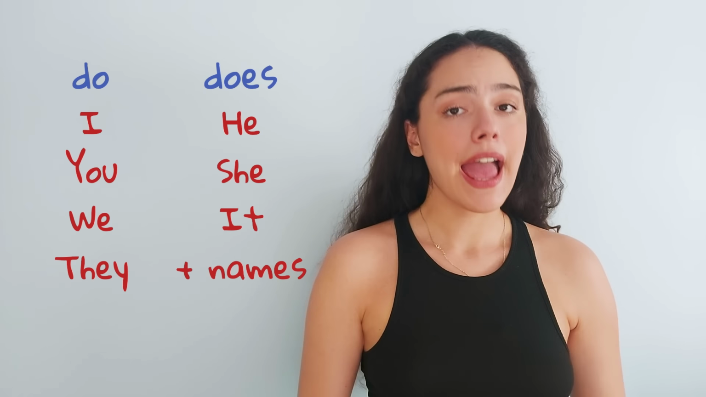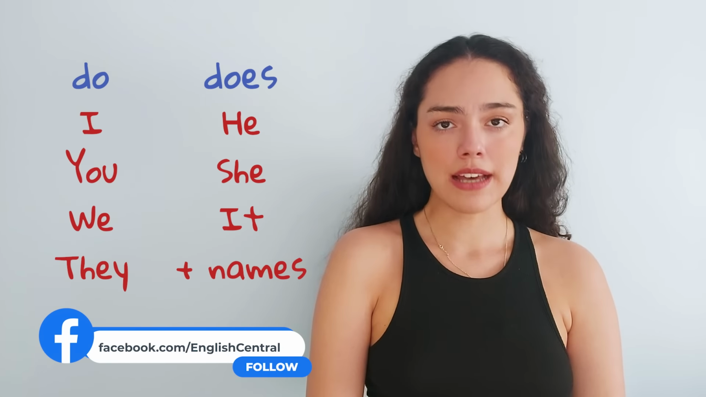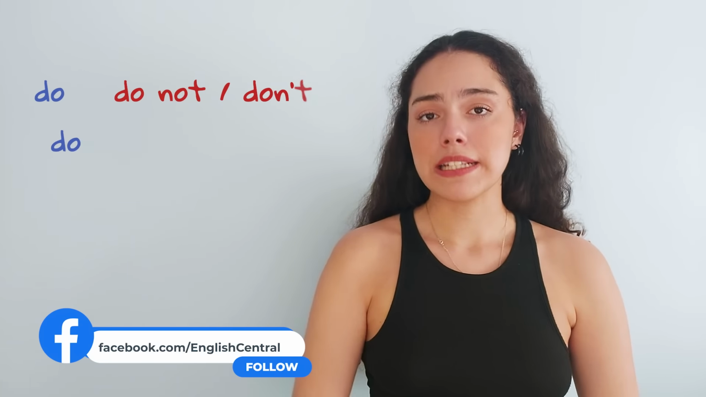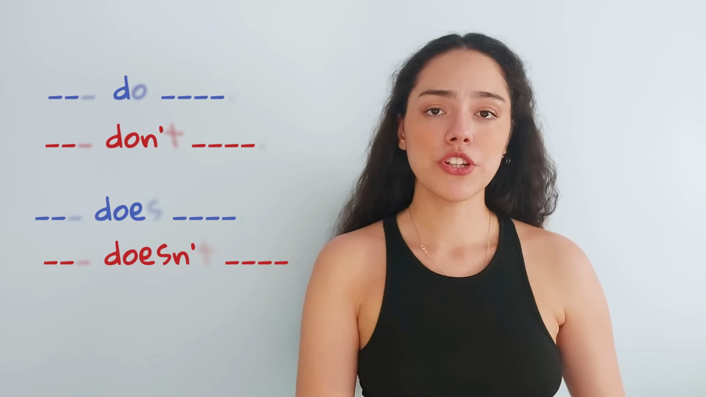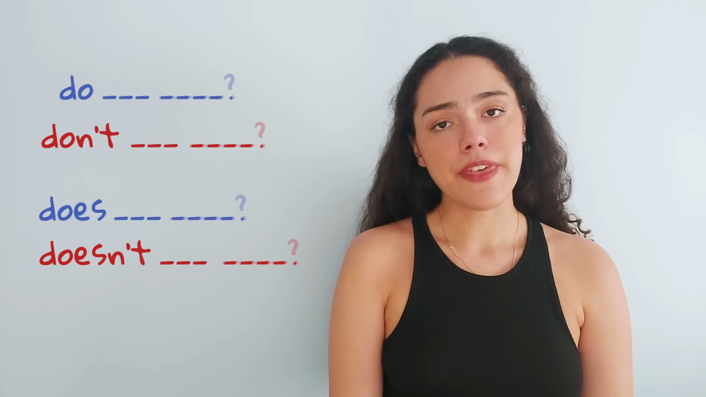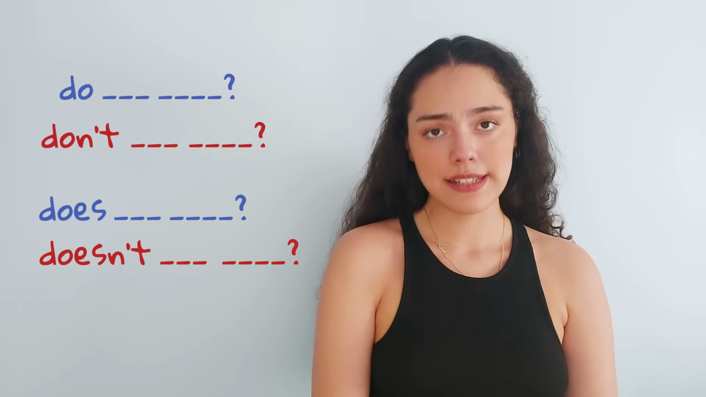Let's remember what we learned today. All pronouns except for he, she, and it take do. However, he, she, it, and the names take does. Both do and does have negative forms. Plus, if we are going to make a question sentence, they are the ones to start the sentence.